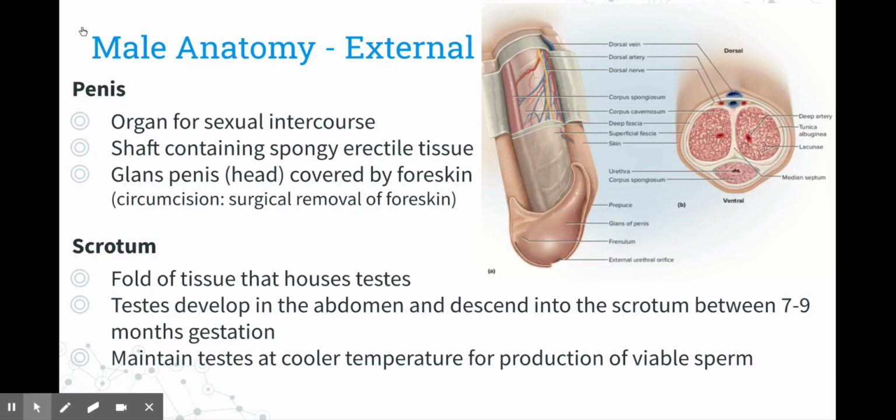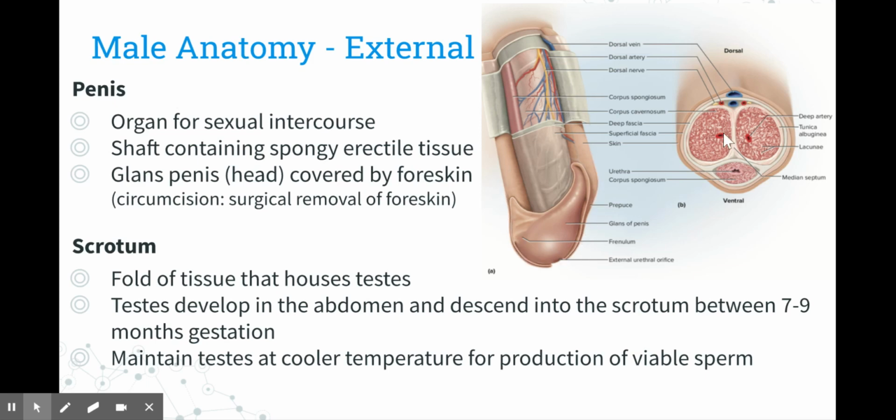Now, as we go through the anatomy, go back to that diagram and label it in detail as you learn more structures. First up is the penis. This is an obvious part of male anatomy, and it is the organ for sexual intercourse. Penis contains a shaft, which has spongy erectile tissue, head or glans, penis covered by a foreskin, and it is what is used to deliver the gametes into the female's body.